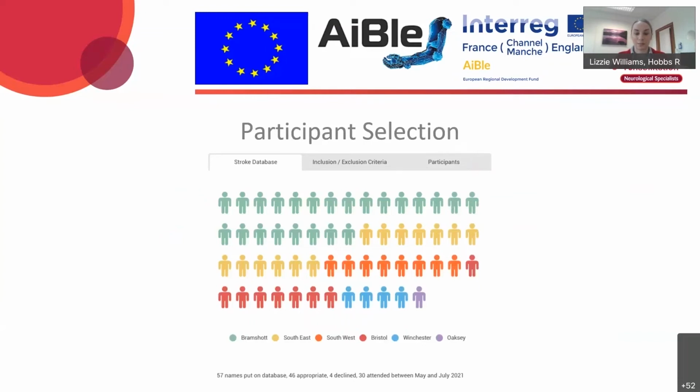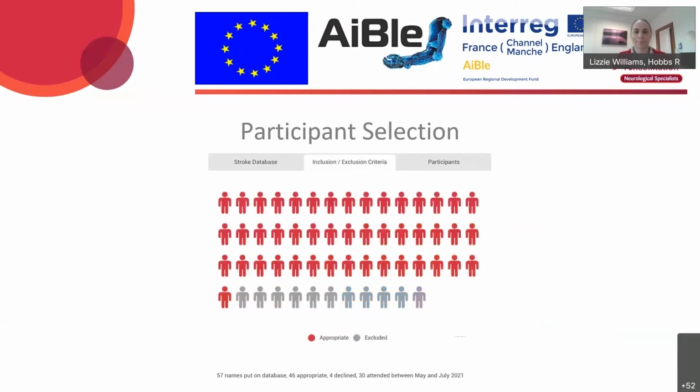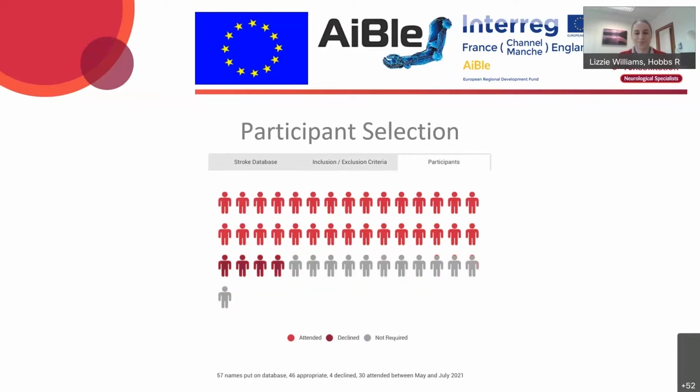So in total, we had 57 clients entered into the database. 46 of which met the inclusion criteria and 11 were excluded at this stage. Contact was then made with 35 clients, 4 of whom declined, and 11 appropriate clients were not contacted as the agreed target for data collection was 30 participants from Hobbs. Next slide, please.